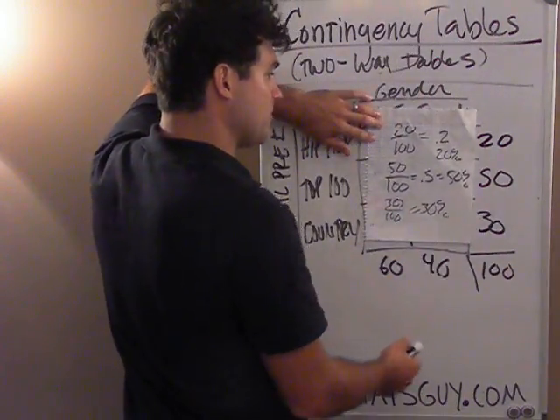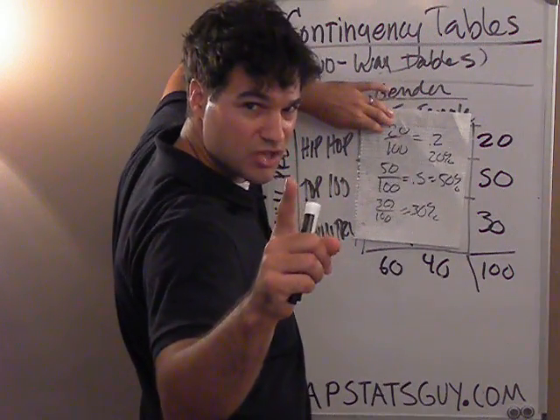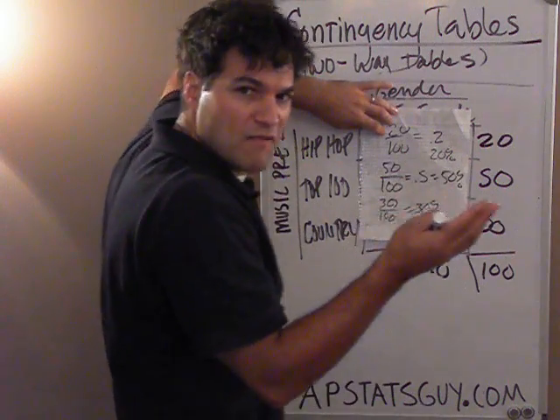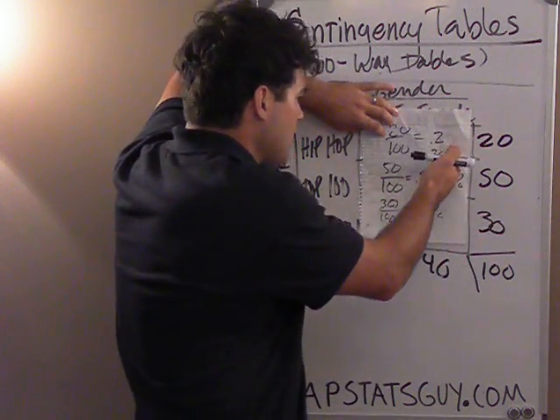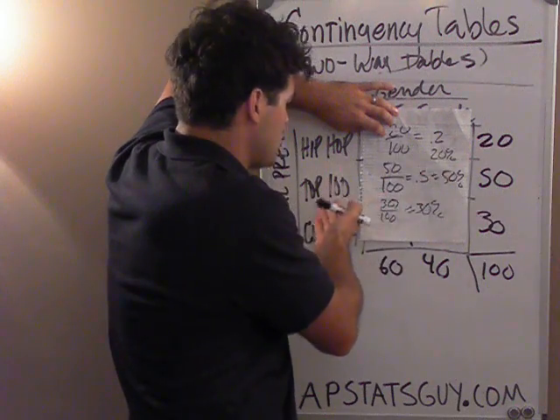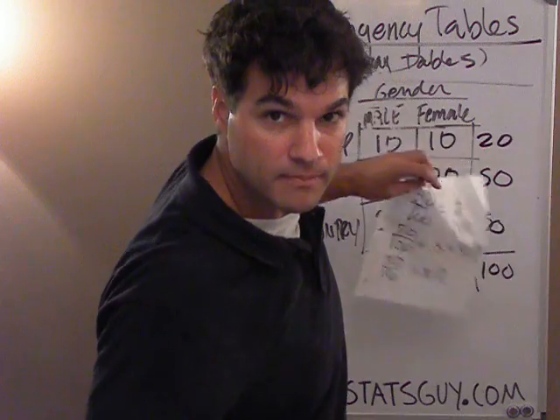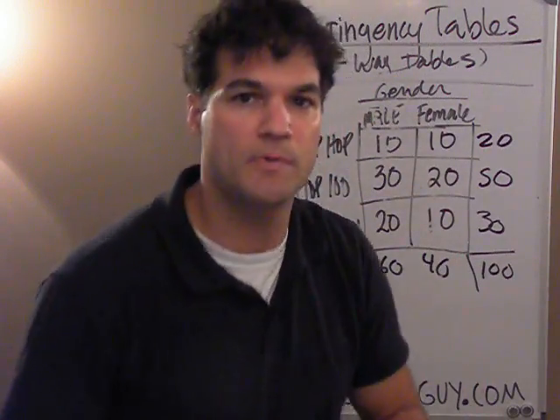Well, the marginal distribution of music preference is this. And make sure you say each category. You just don't say, 20%, 50%, 30%. You write full sentences in this course. So 20% prefer hip hop, 50% prefer top 100, and 30% prefer country. Okay? That's your marginal distribution. That's out in the margin.